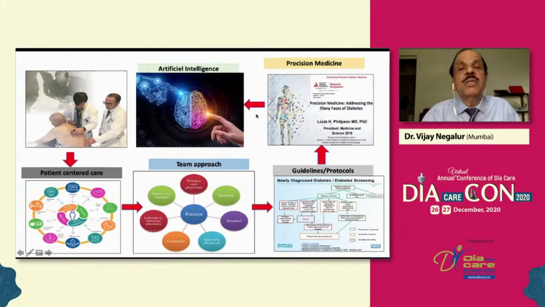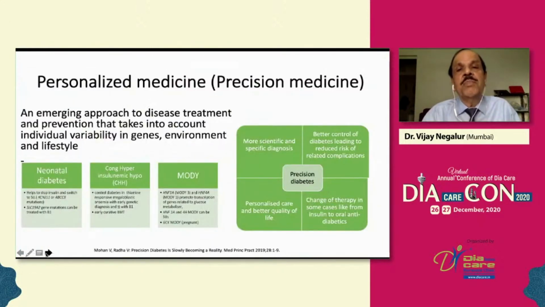And that is again through the internet, taking in artificial intelligence, which is how we are using it to treat this patient. So personalized medicine has also come as a big emerging approach to disease treatment and prevention that takes into account variability of a gene. And these are the neonatal diabetes, the congenital hyperinsulinemia, MODY; all these diseases are being treated with this in mind.